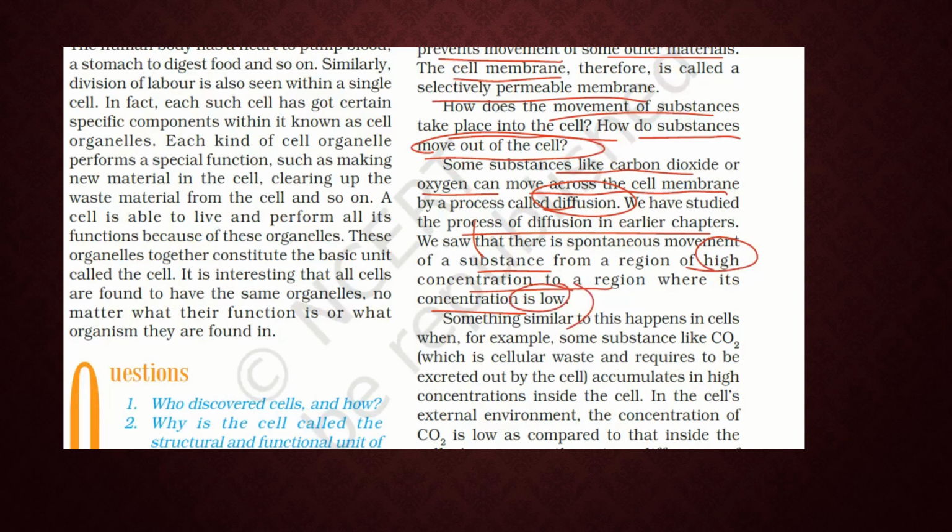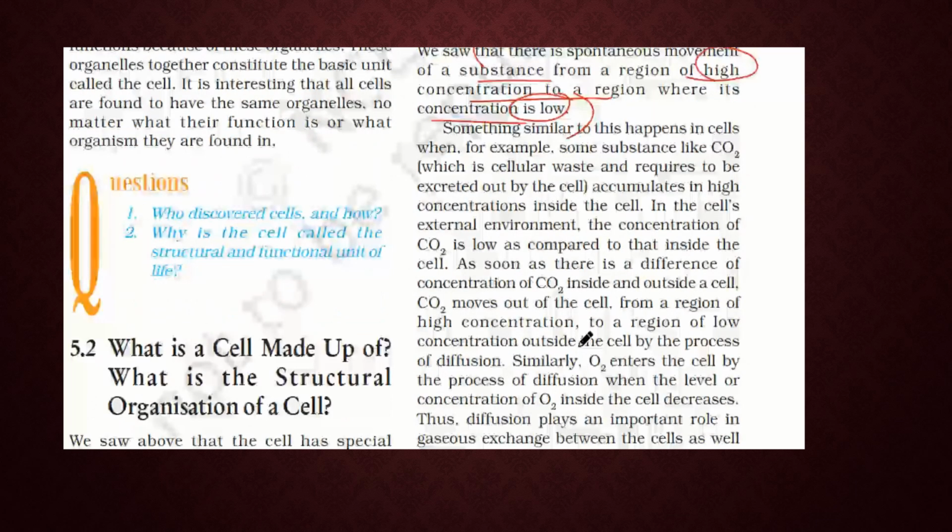This is diffusion, and this is what happens when substances like carbon dioxide and oxygen move across the cell membrane. Similarly, in cells, for example, carbon dioxide, which is a cellular waste that needs to be excreted by the cell, accumulates at high concentration inside the cell. When too much carbon dioxide accumulates inside the cell as a cellular waste, it should be moved out of the cell.